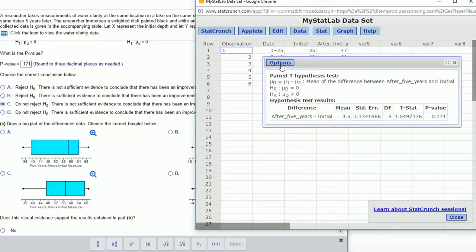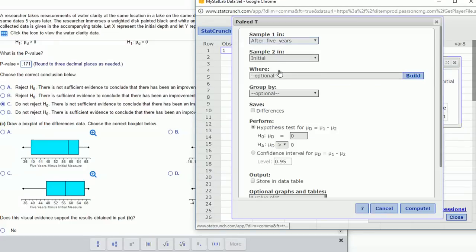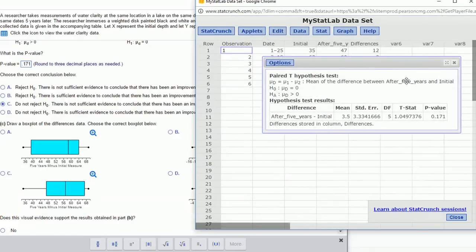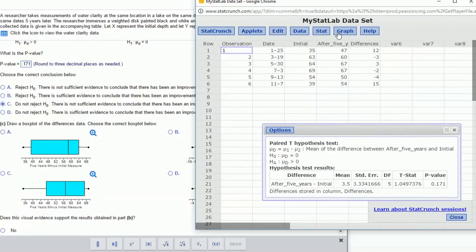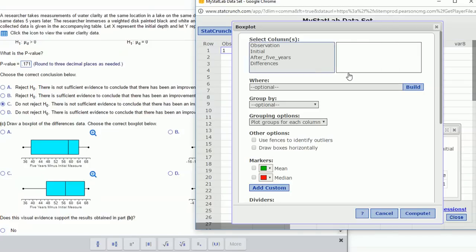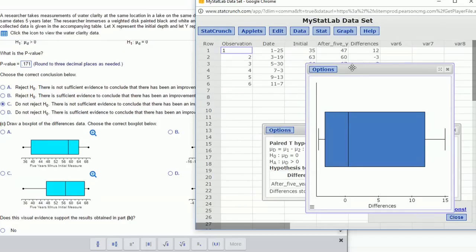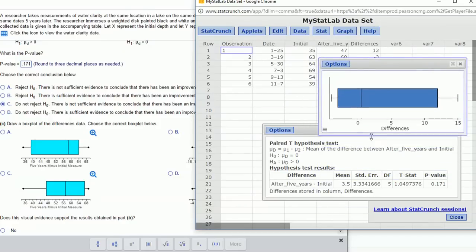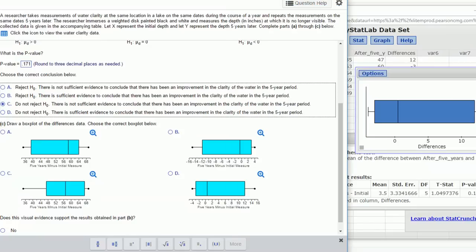Okay, so I didn't save the differences, but what I'm going to do is go to Options, edit to go back to here and just click Save Differences, Compute Again. Now I have another column of the differences, and what I'm going to do is graph a box plot. I'm going to select the differences, and let's draw the box horizontally so it looks just like the picture, and let's compute it. Well, this is the picture I have. I'm going to make it a little thinner. Here are the options. I should have the median down below.